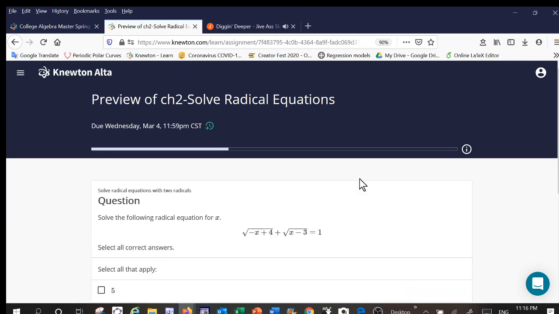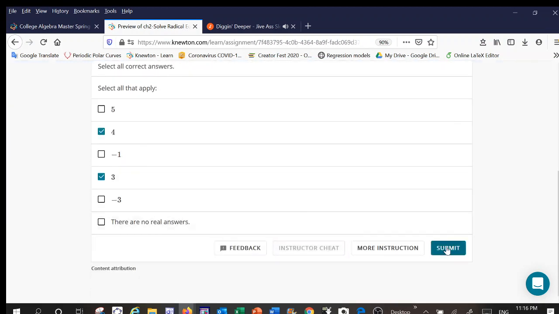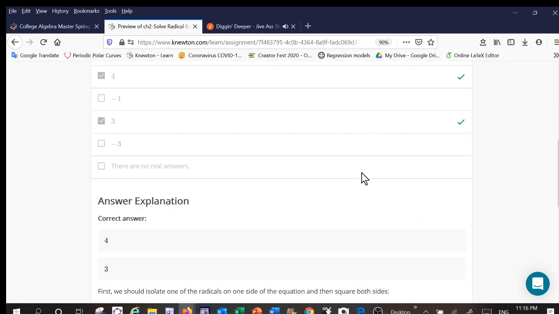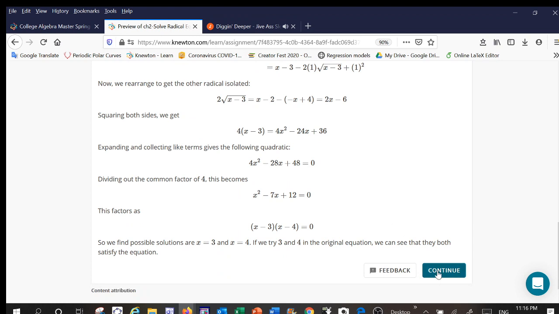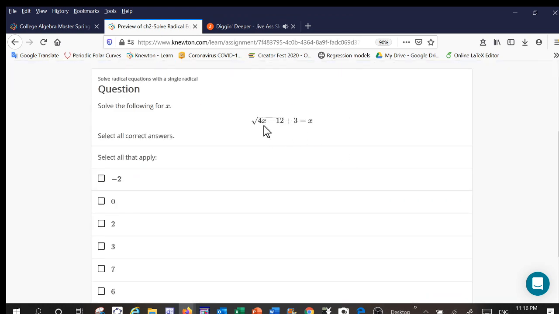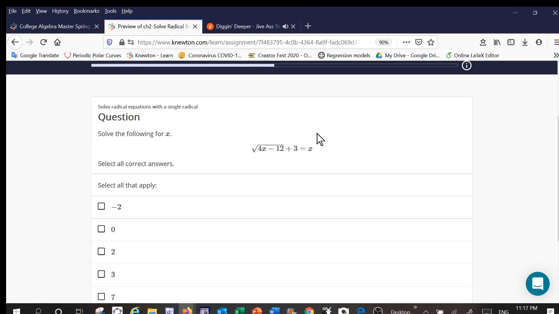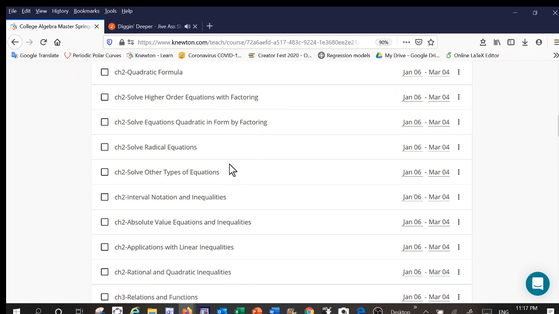That was probably the hardest one. It's similar here. You can do that. Just again, don't try to raise both sides to the second power if you have two radicals on one side. Move one of them to the other side. This is very easy because you could just move the 3 to this side and square both sides, and I did one of these for you already. All right, so that's the radical equation.